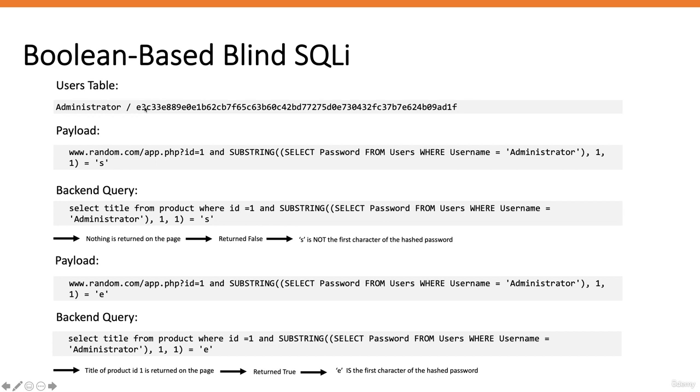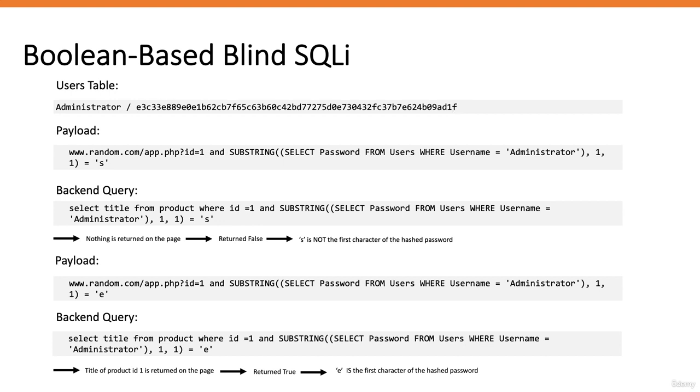And then you loop through the alphanumeric characters until you get another true statement. And then that means you discovered what this character is. And then again, you loop through all the alphanumeric characters until you discover what this character is, and so on until you output the entire string of the hashed password. And this could take thousands of requests.